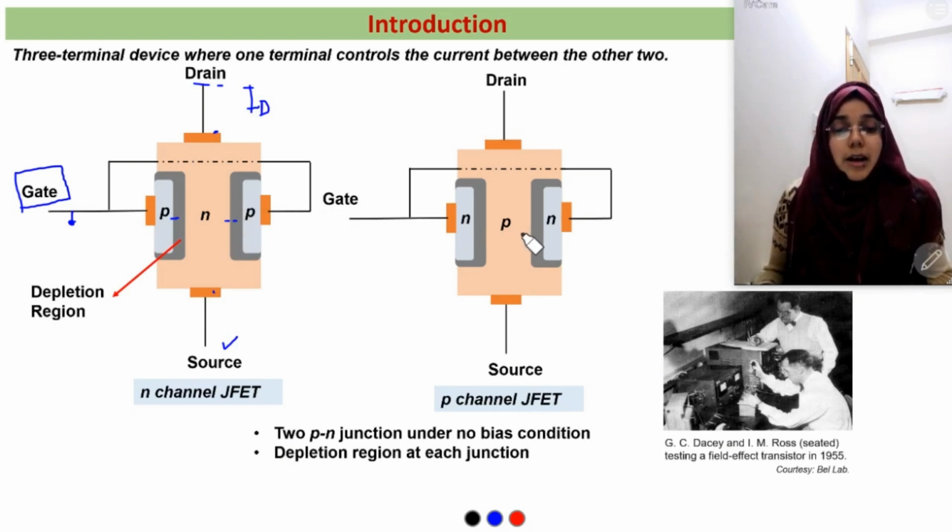Now, let's have a look at the P-channel JFET. The only difference is the substrate is made of P-type material and N-type material is embedded on this.